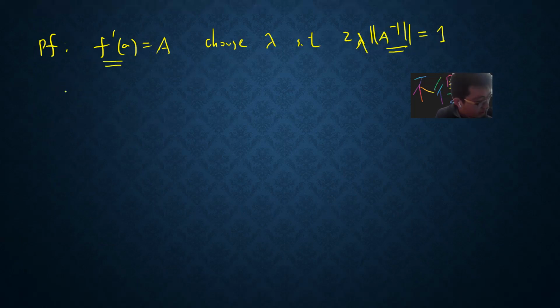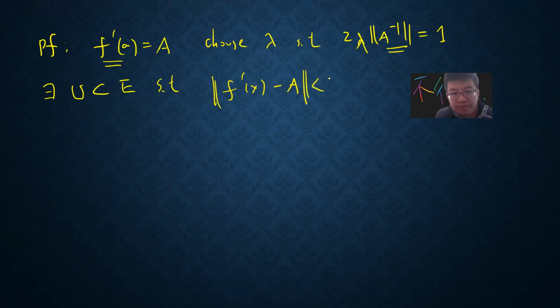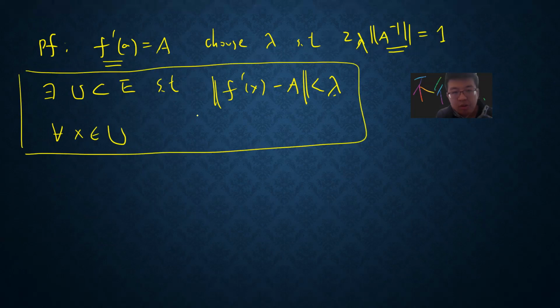So basically, there is this open ball U, which is a subset of E, such that the norm of f prime of x minus A is small. So this guy is continuous. Now this is a key part, since it is continuous. So for all x belonging to U. Okay, so this is our U. I pick U in E such that U covers a. So U is an open set such that for all x belonging to U, the norm of f prime of x minus A is less than lambda. So this is the condition for all x belonging to U.